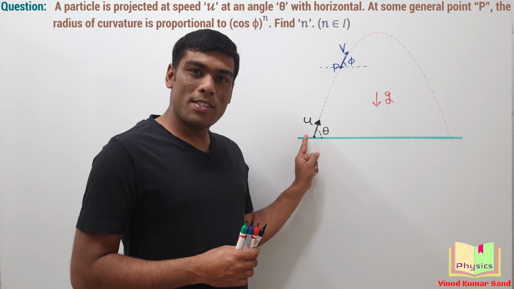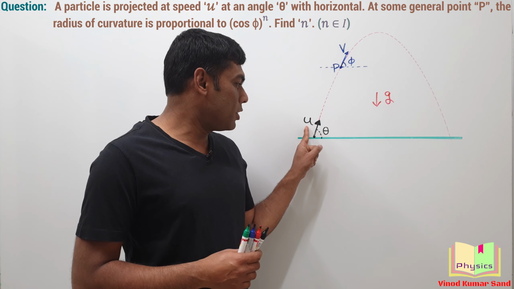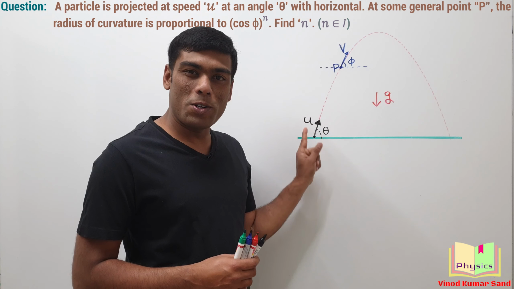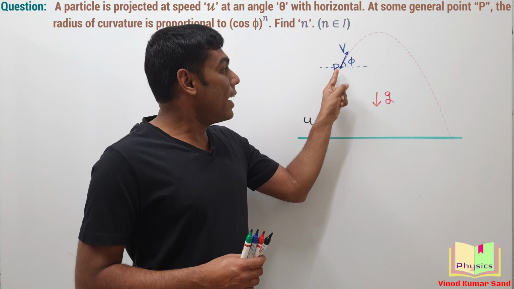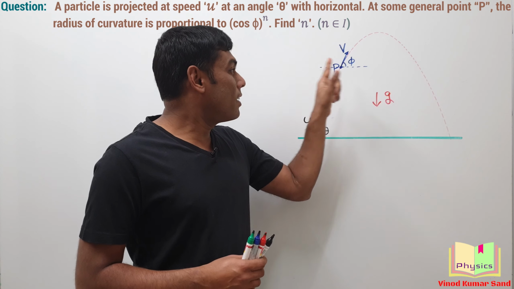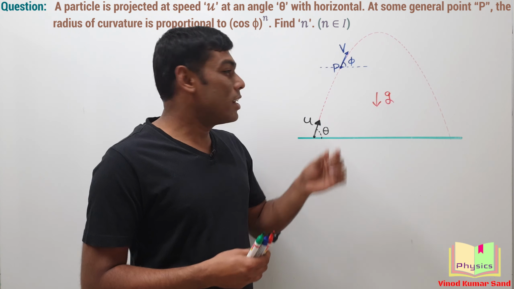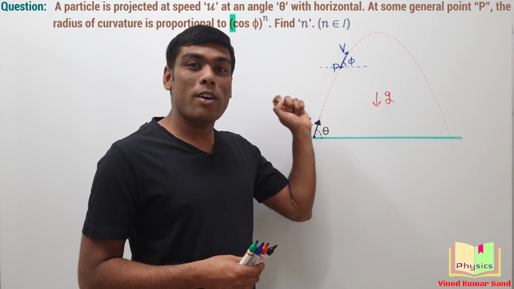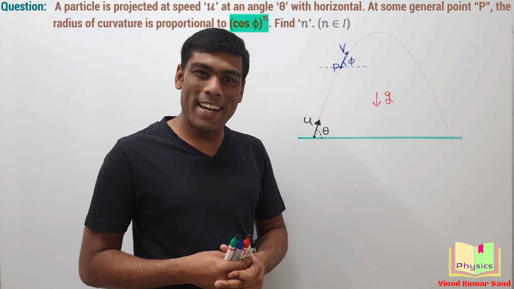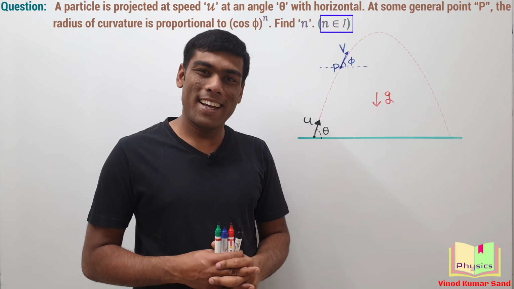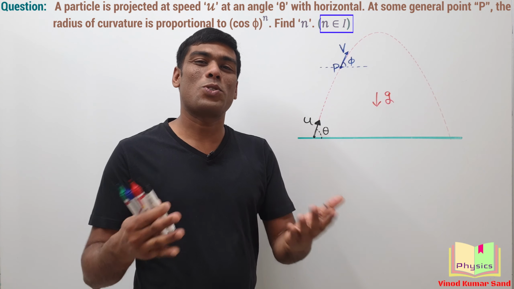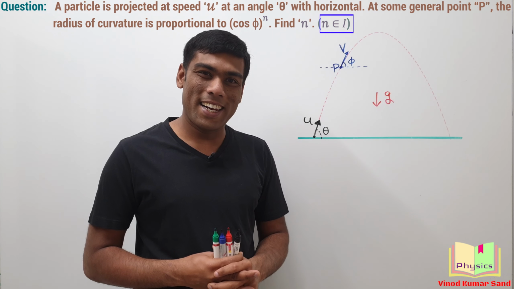A particle is projected with speed u at an angle theta with the horizontal as shown. At some general point P, the radius of curvature is proportional to cos phi to the power n, and this n is an integer. Our task is to find the value of n.